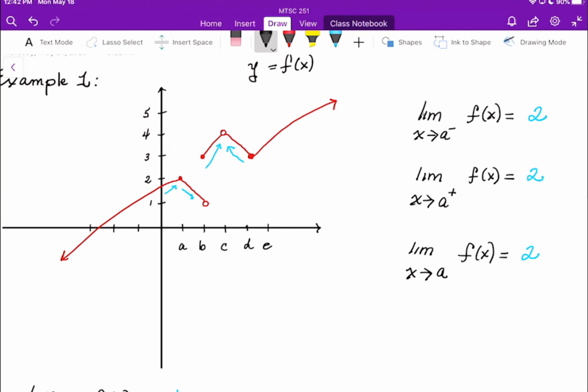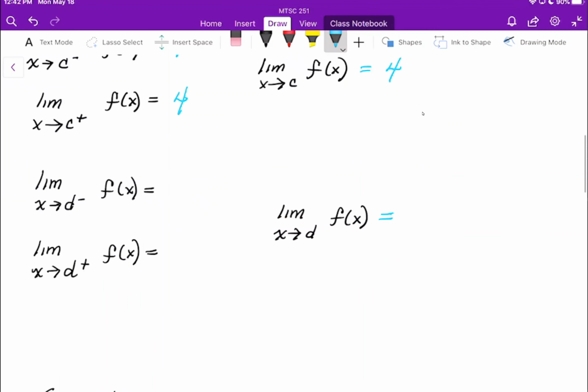The limit as x approaches d from the left is 3. The limit as x approaches d from the right is also height 3. So therefore, the limit as x approaches d is 3.